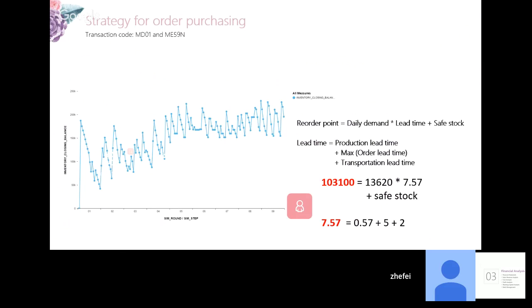13,620. Production lead time is calculated as daily demand divided by capacity, which is 0.57. Max ordering lead time is 5 days. The result is 103,100. According to this result, when the raw materials for products were at 103,100, I would reorder.